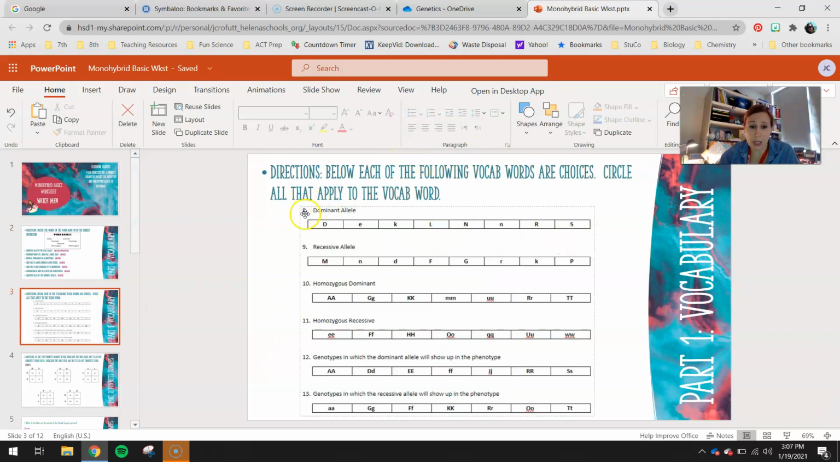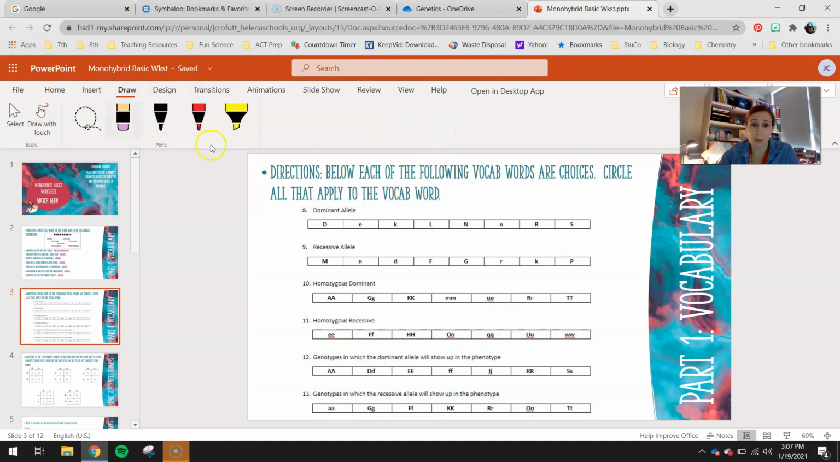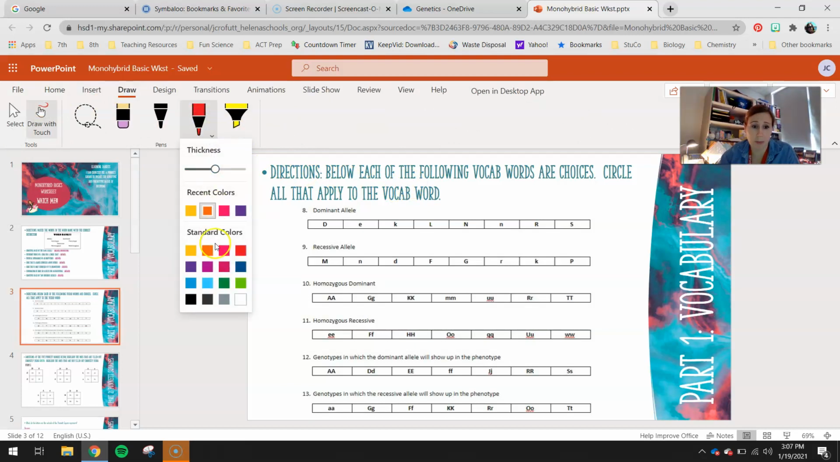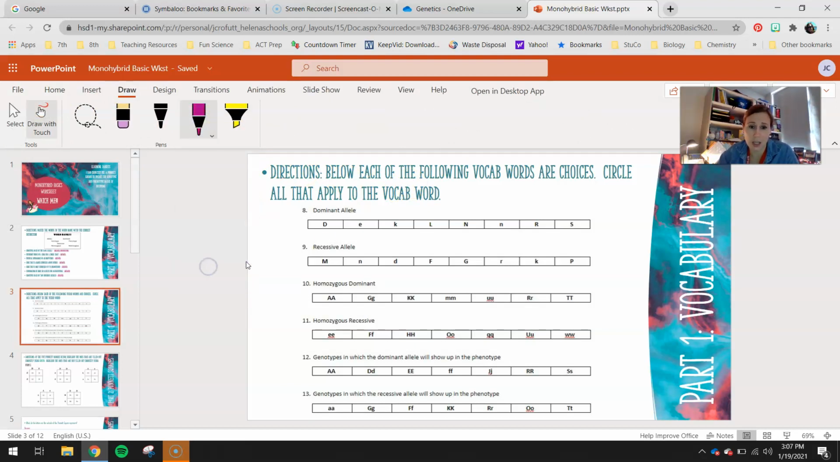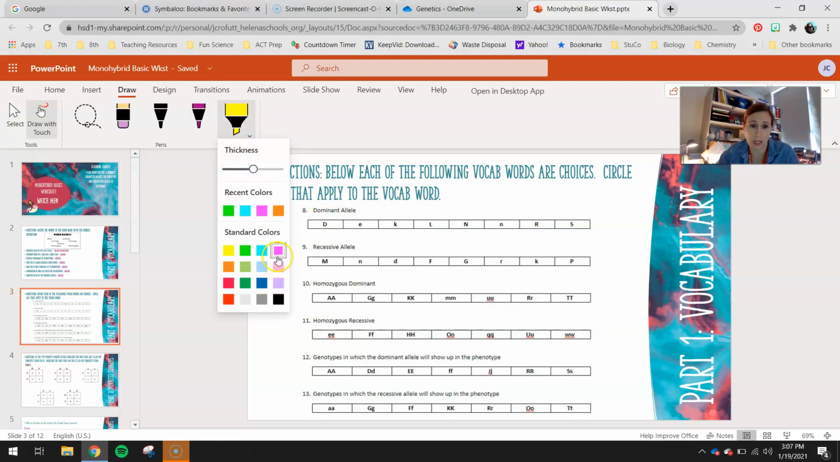This is also vocab related. So basically you guys are given a term. In this case, number 8 is dominant allele. And you guys will use your draw tool to circle the correct answer here. So you guys remember can click and change colors. So anything that is a dominant allele in this little area here, you're going to either want to circle or highlight. Maybe I use my highlighter.